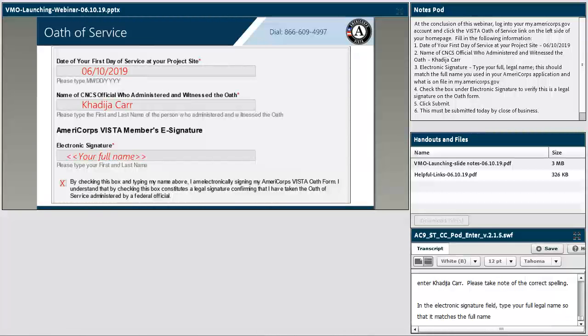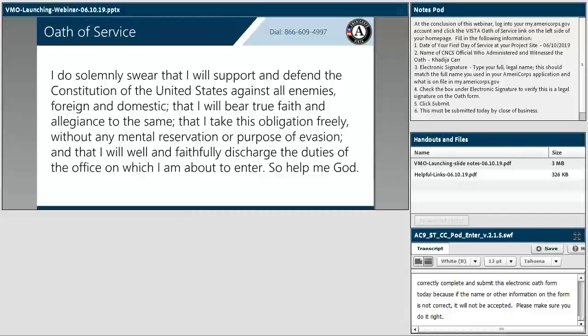And then in the electronic signature field, type your full legal name so that it matches the full name that you used in your AmeriCorps application, and it's what is listed in your account at my.americorps.gov. Check the box under the electronic signature to verify that this is a legal signature on the electronic oath form, and then click the Submit button. Remember, it's critical that you correctly complete and submit this electronic oath form today, because if the name or other information on the form is not correct, it will not be accepted. So please make sure you do it right.